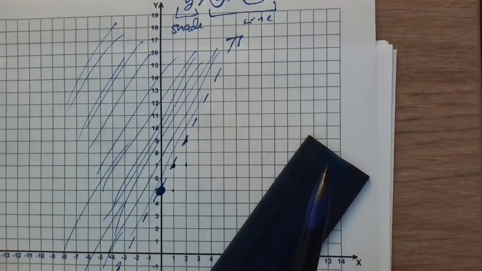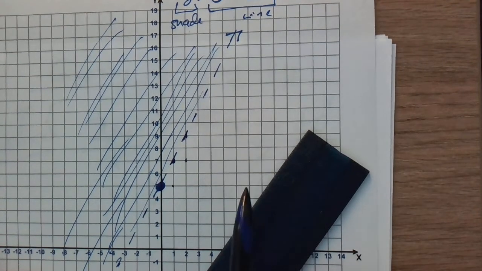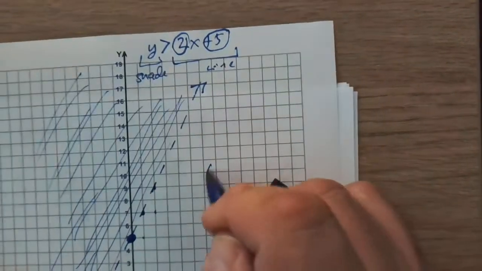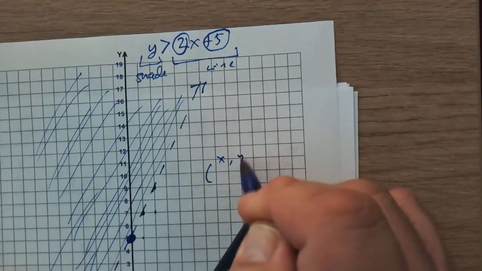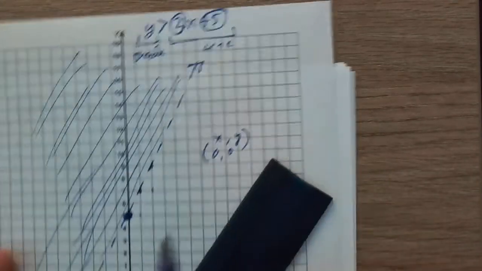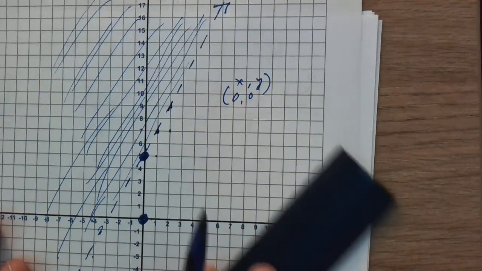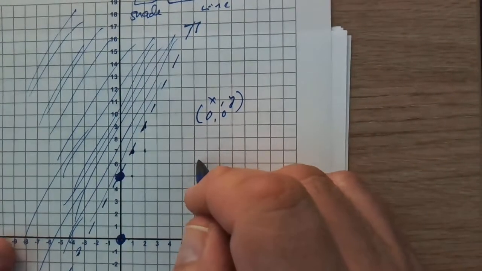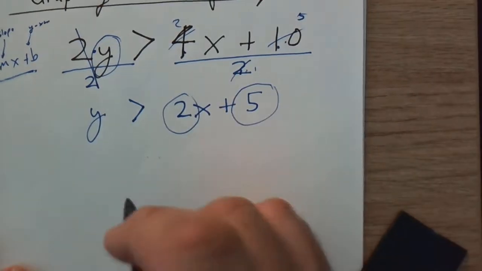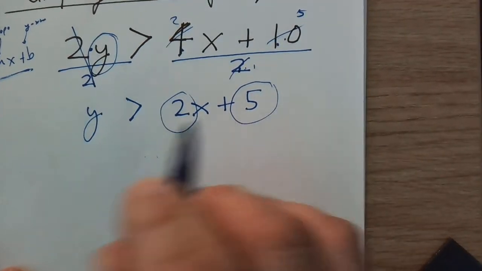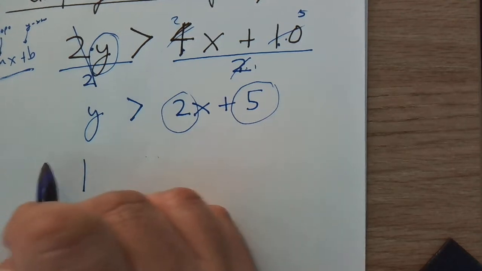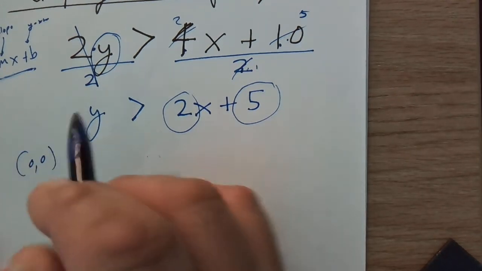We can also check. We can pick a point and check it. So we'll just choose a point and see how it works. So I'm going to choose 0, 0 because it's a simple one. I like to choose the easiest one as possible. So my x and my y is 0, 0 here at the origin. So if I plug that into our equation, our equation is y is greater than 2x plus 5, and I'm going to check the point 0, 0.